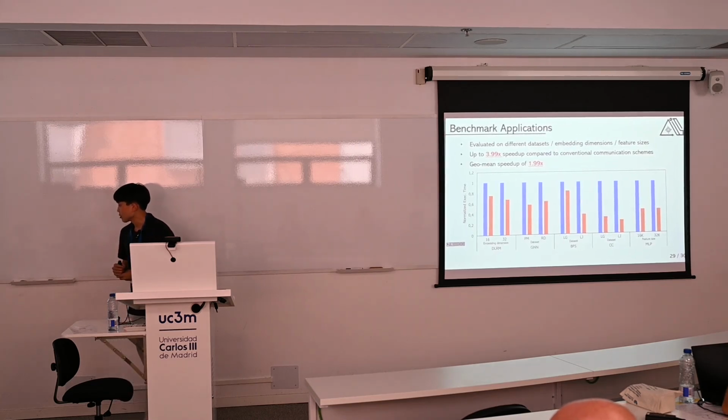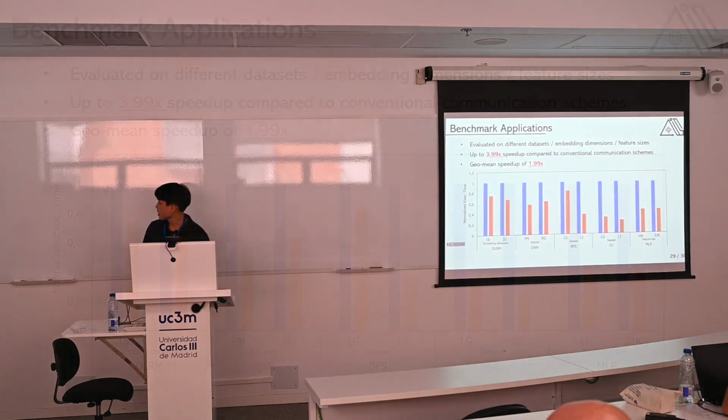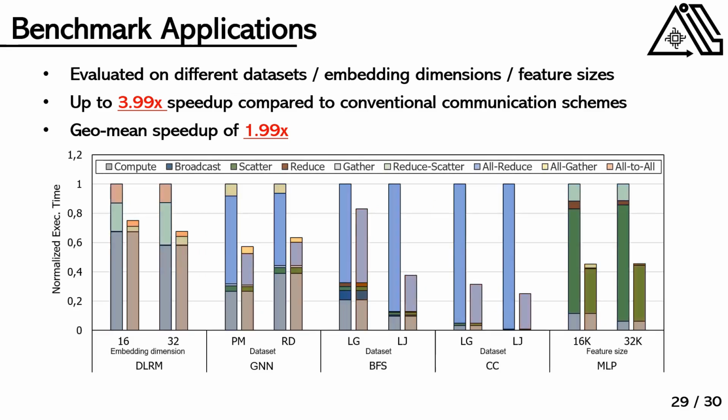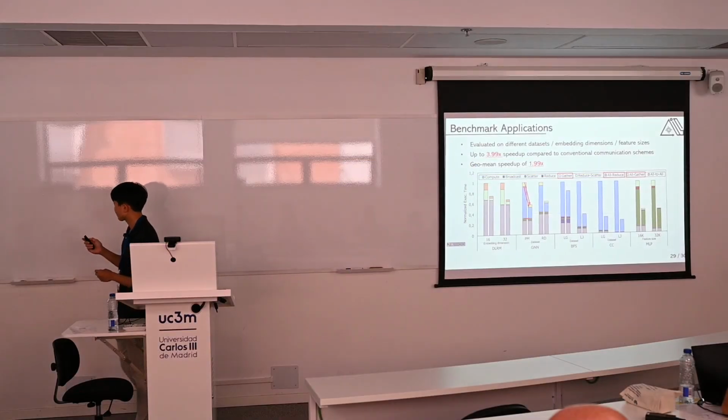We also applied our primitives to benchmark applications, and applying PID-Comm resulted in a geomean speedup of 1.99 times and a maximum speedup of 3.99 times. Additional breakdowns show that PID-Comm successfully reduces the targeted collective primitives' overhead.